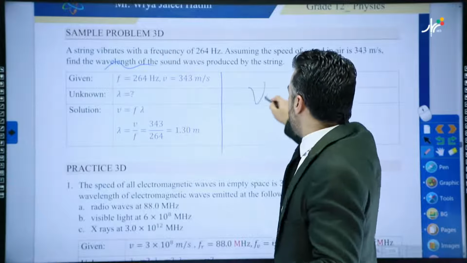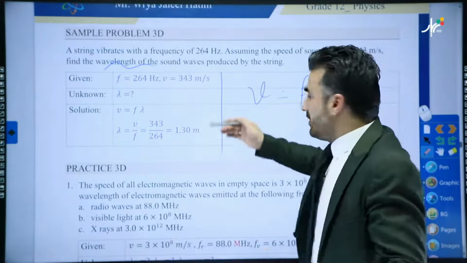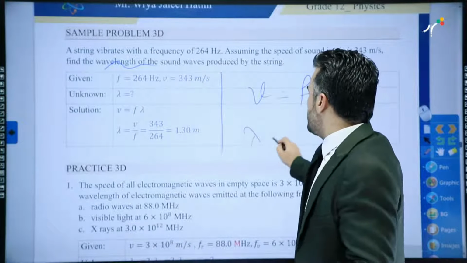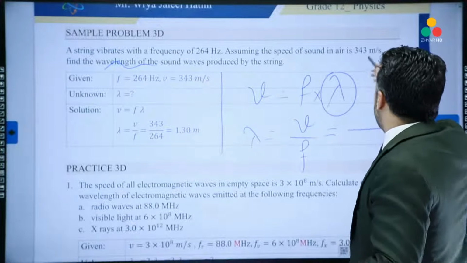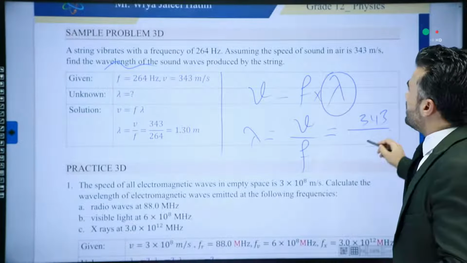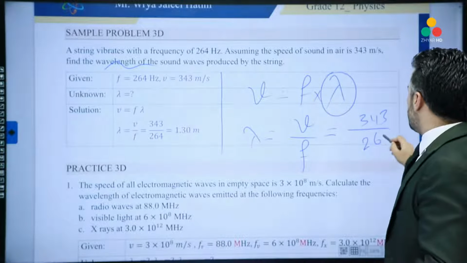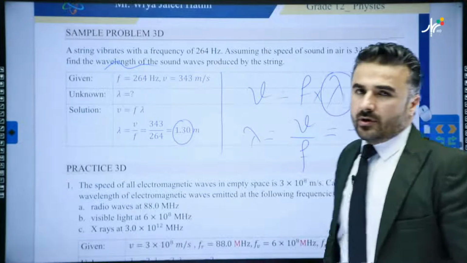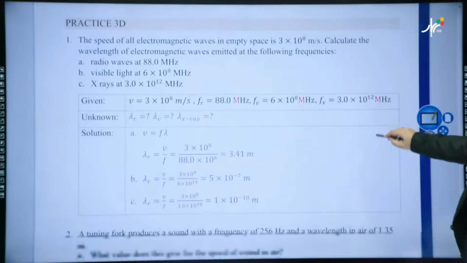So we do know that speed equals frequency times wavelength. Wavelength times frequency makes no difference. We want the wavelength, yeah? So wavelength equals the speed of the wave divided by the frequency. Speed of the wave is 343 meters per second. And of course, the frequency is 264 hertz. And of course, the answer to this equals 1.3 meters. Okay.